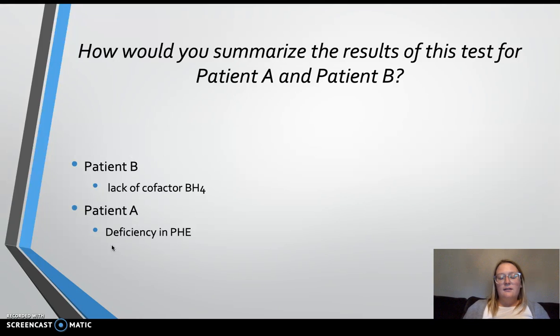So this would lead to the suggestion that patient B may be lacking the cofactor BH4 rather than having a deficiency in the phenylalanine hydroxylase enzyme. Patient A may have a deficiency in the phenylalanine hydroxylase enzyme because we know from the information above that the patient responded well to the diet but is not responding as well to the BH4 loading test.